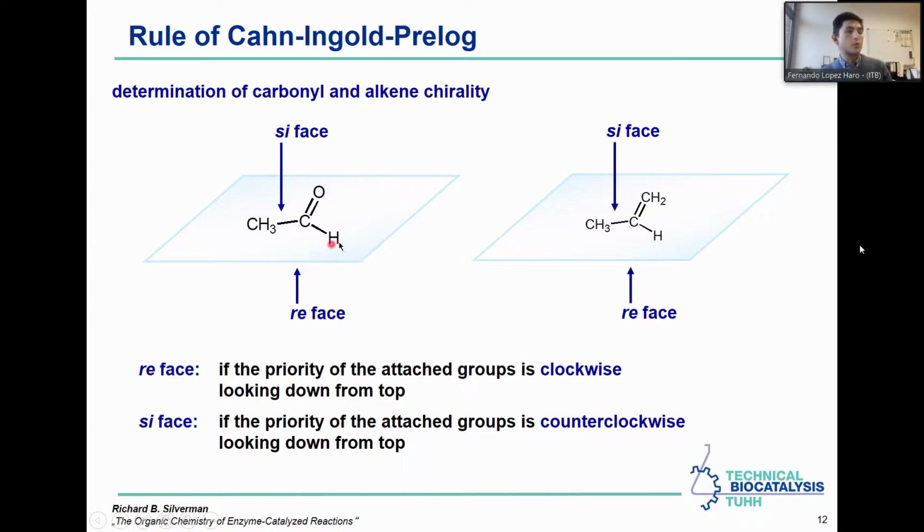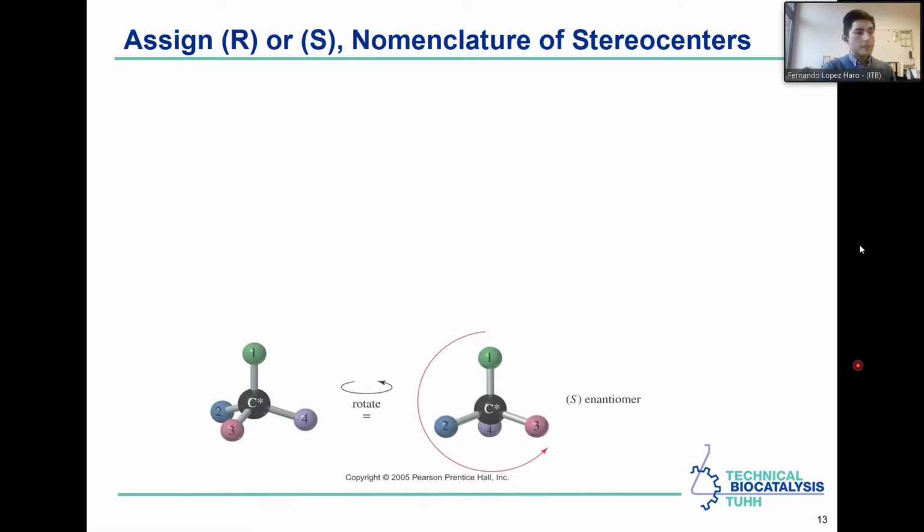So choosing this left side example, we can see that the priority would be oxygen 1, then the methyl 2, and then hydrogen 3. If we're looking at it from the top, the order would be counterclockwise. So this is the Si phase, and the reverse: if we flip the molecule, then we have the Re phase. Same applies for any other compound with a double bond. And once we add the molecule, we no longer have a double bond.